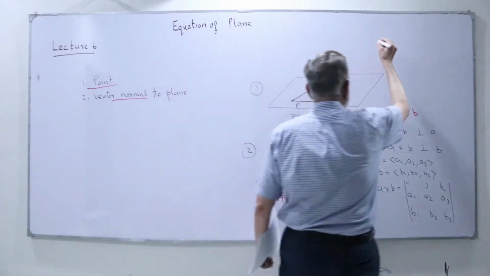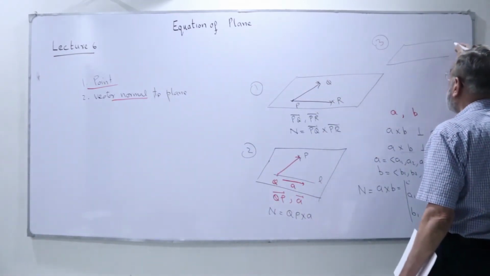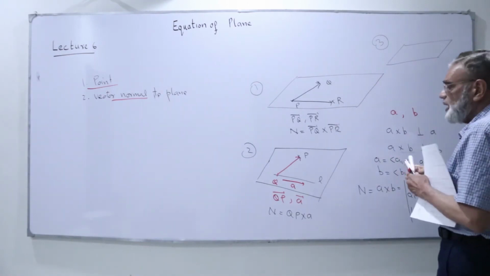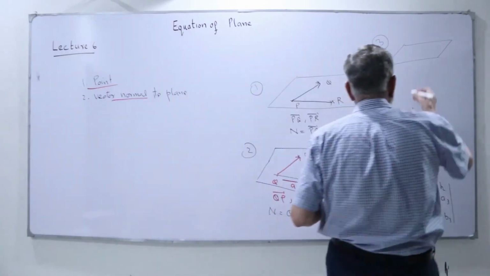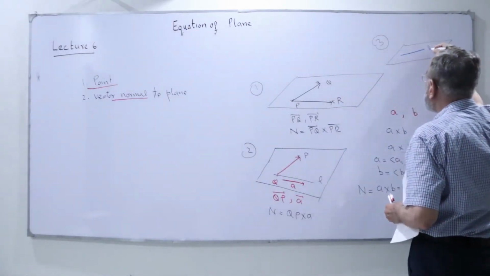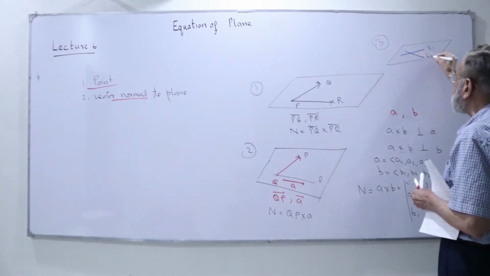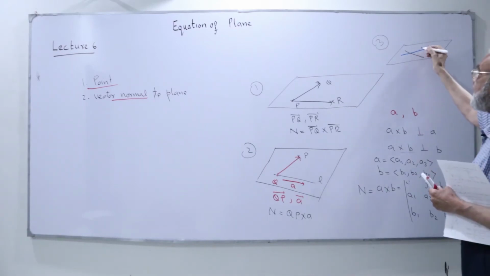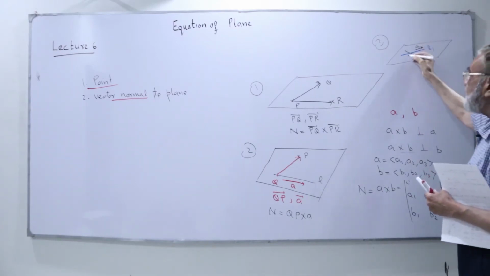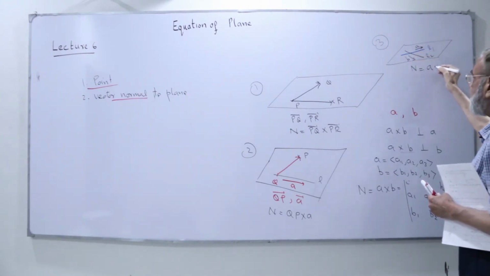I take one more case, case 3. We are given a plane and want to find its equation, and in this plane we are given two lines, line L1 and line L2. Obviously, when you have two lines, I can get two vectors. Parallel to line L1, this is my vector A, and parallel to line L2, this is my vector B. My N is A cross B.